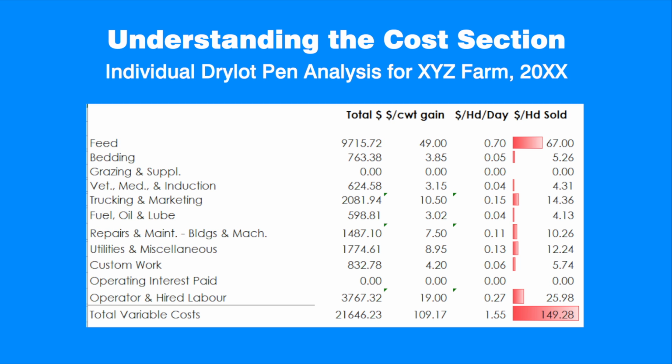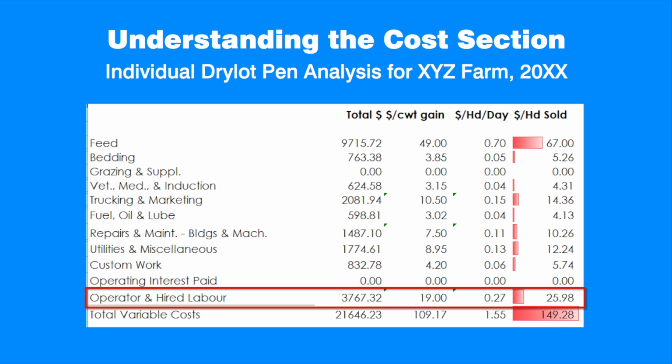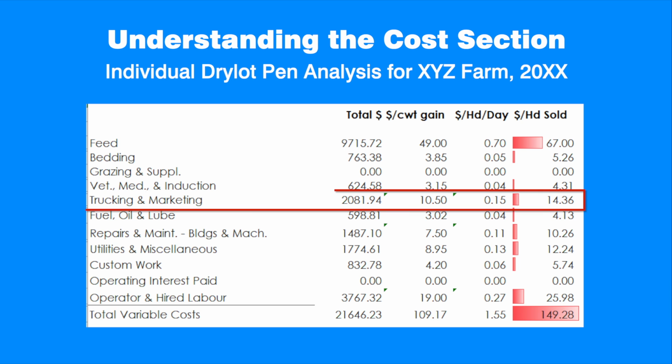The second major contributor to the variable cost is labor, both paid and contributed. It accounts for about 17% of variable cost, or $19 per 100 pounds of gain. In this example, trucking and marketing is the third major contributor to the variable cost, accounting for about 10% or $10.50 per 100 pounds of gain.